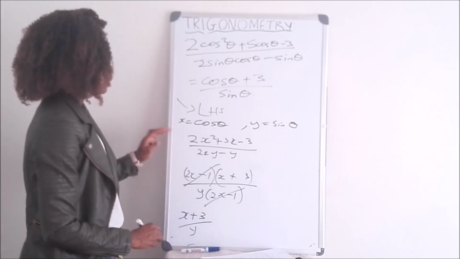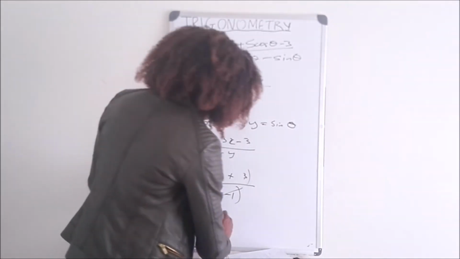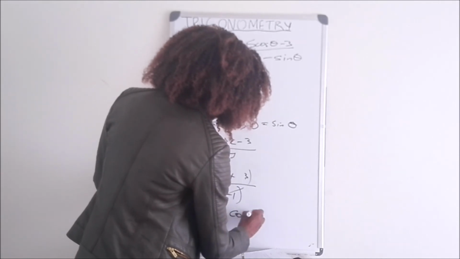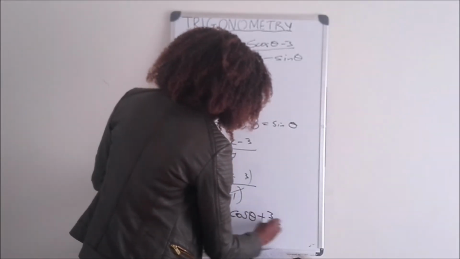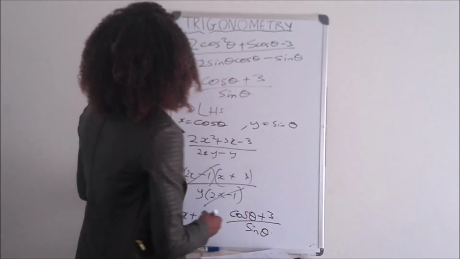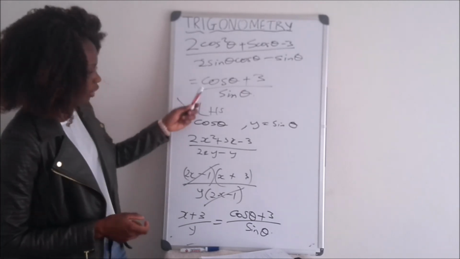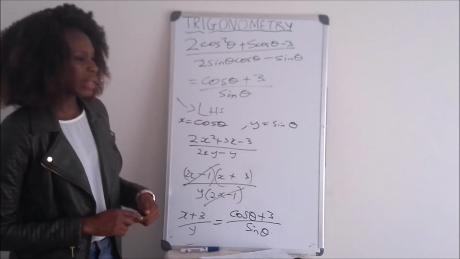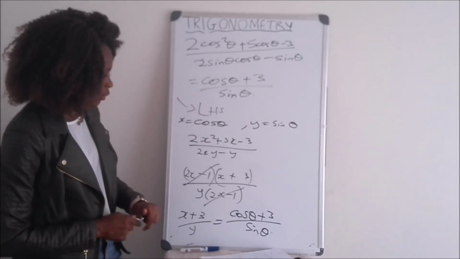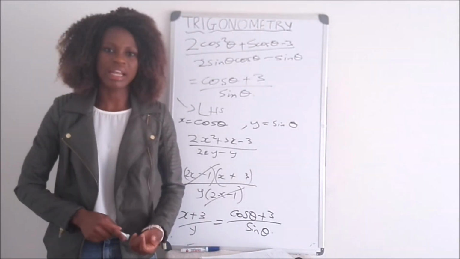Remember, our x is equal to cos theta and our y is equal to sine theta. Then that means that we have cos theta plus 3 divided by sine theta. Alright, now it is indeed true that the left hand side is equal to the right hand side, because it is equal to cos theta plus 3 divided by sine theta, the simplified expression of the left hand side.